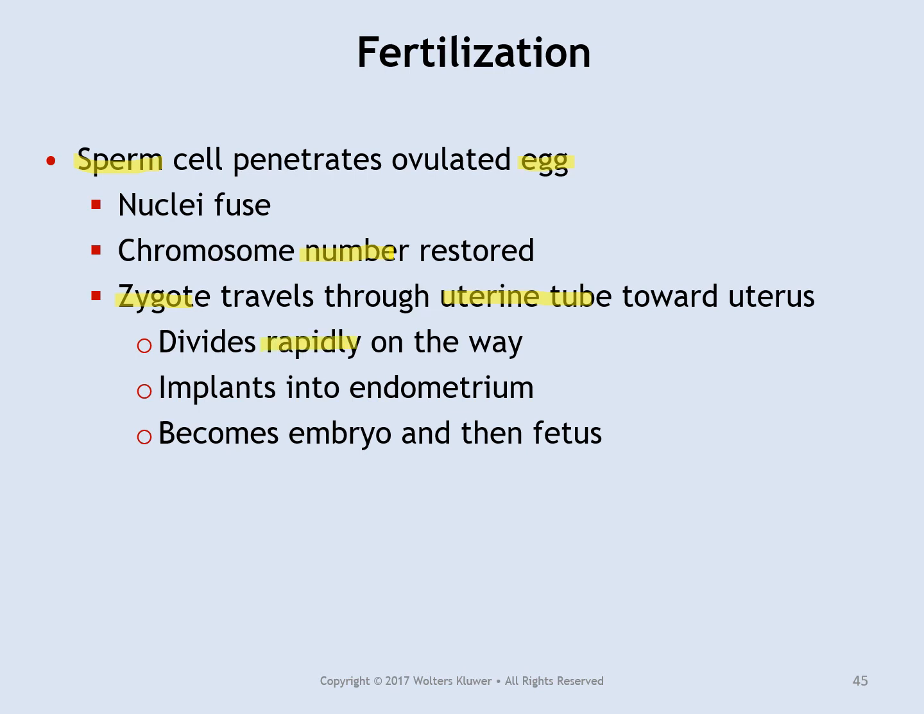Once it gets to the uterus, then it will implant in the endometrium that has been prepared by the luteinizing hormone and follicle stimulating hormones, causing the endometrium to get ready for implantation. Then it develops into an embryo, and then finally the fetus.